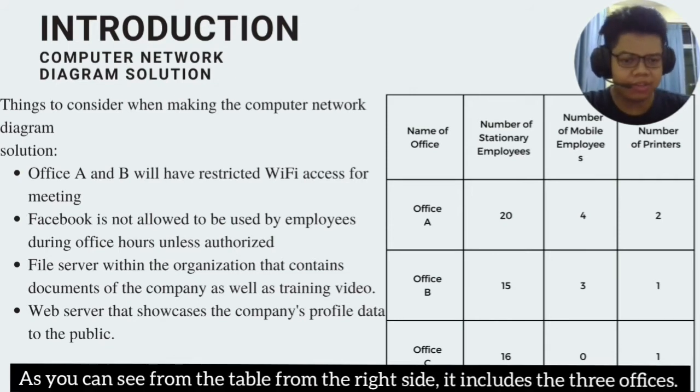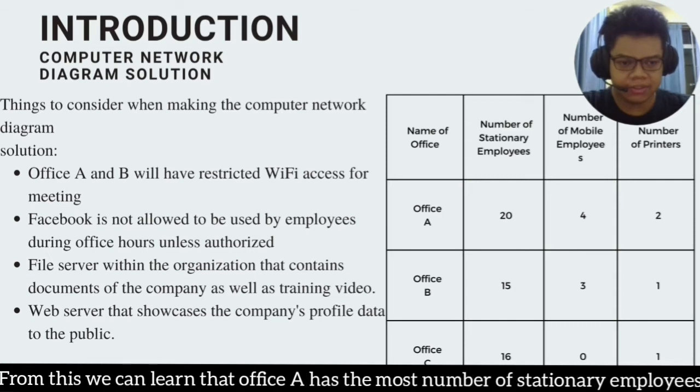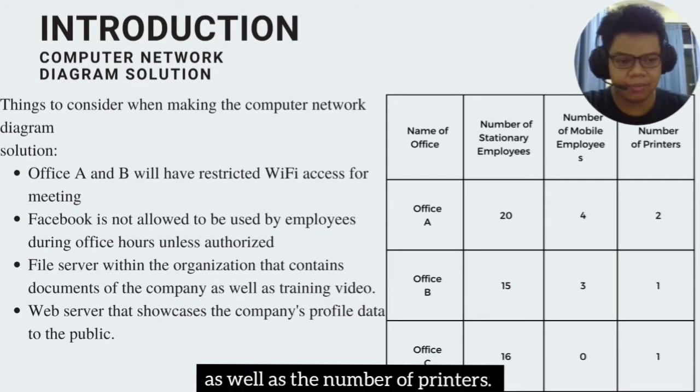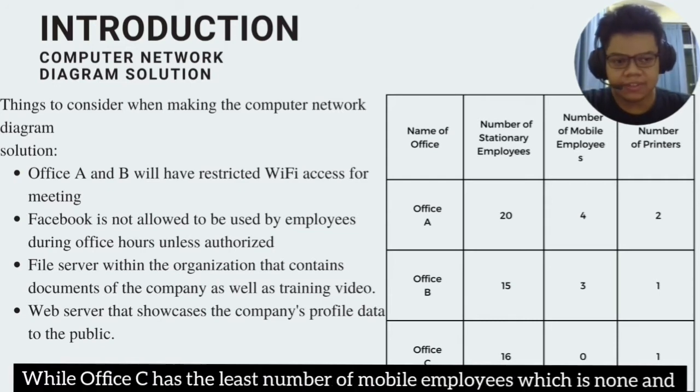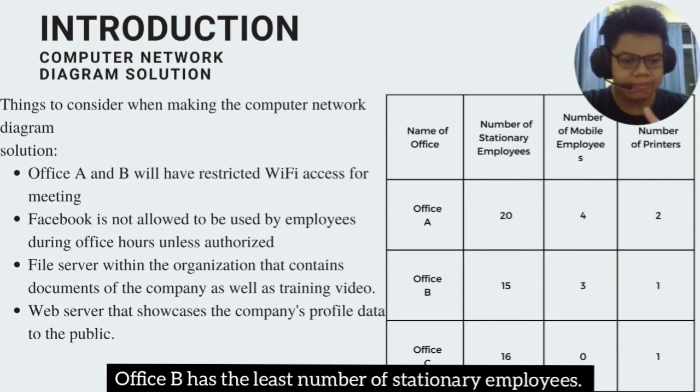As you can see from the table on the right side, it includes all three offices. From this, we can learn that Office A has the most stationary employees as well as the most printers, while Office C has the fewest mobile employees, which is none, and Office B has the fewest stationary employees.